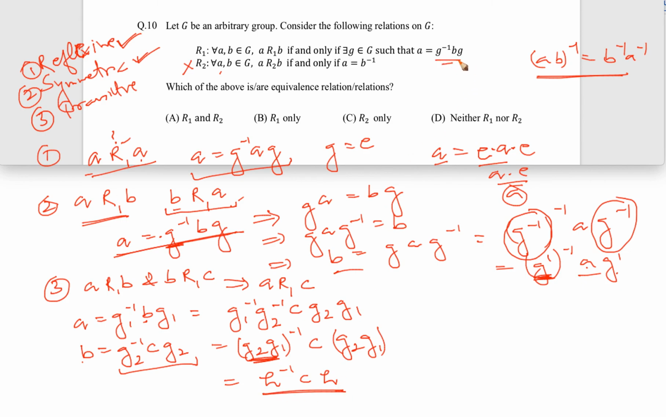Again it is coming in that format. So there exists some H, or G, in that sense, where this thing G inverse B into G holds. So A is in direct relation with C. So this thing turns out to be true, and that's why it is transitive. All the three properties are satisfied. It means it is an equivalence relation. It means that only R1 is, so R1 only. B is the correct answer.